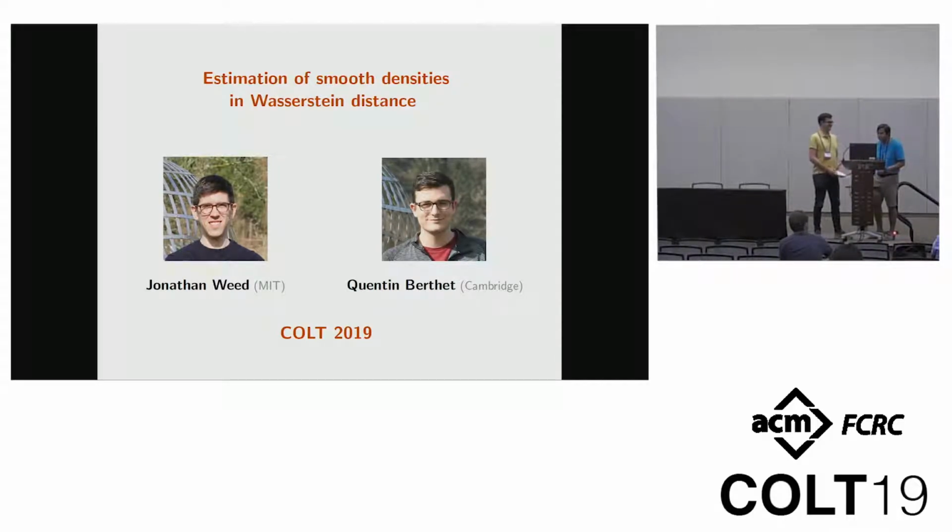Quentin Patet, and he's going to talk about estimation of smooth densities in Wasserstein distances. Good afternoon, thanks a lot. So yeah, today I'm going to talk about estimation of smooth densities in Wasserstein distance, and this is joint work with John Weed from MIT.